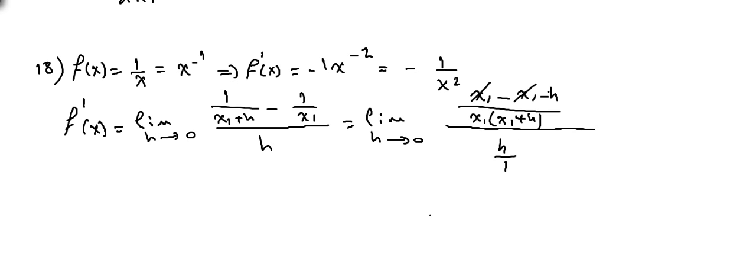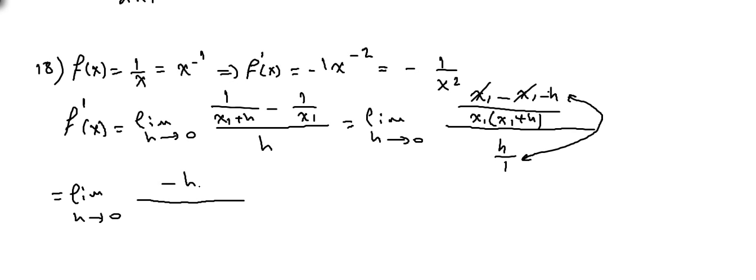This is over h over 1, which is equal to the limit as h approaches 0. Let's multiply the extremes and put them in the numerator. So it's minus h, and we multiply the means, so it's h times x1 times x1 plus h, right? We can simplify the h, and we can substitute 0 instead of h. The answer will be minus 1 over x1 times x1, which is x1 squared, so this is correct.